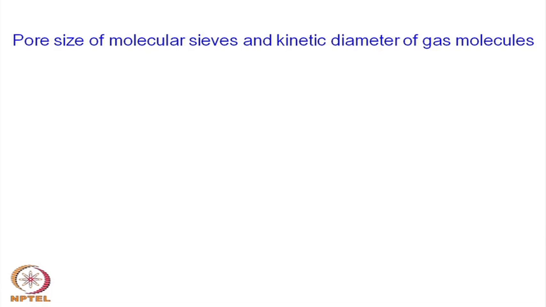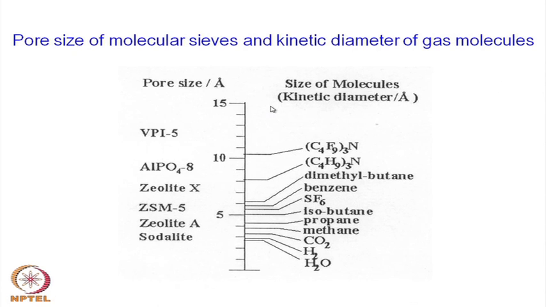Because it controls the pore size, the pore size of molecular sieves and the kinetic diameter of the gas molecules, that is what is compared here. These are the pore size dimensions in units of angstroms. So, it is 5 angstroms, 10 angstroms and 15 angstroms, and on this side there are different ceramic compounds, and most of them are zeolites.